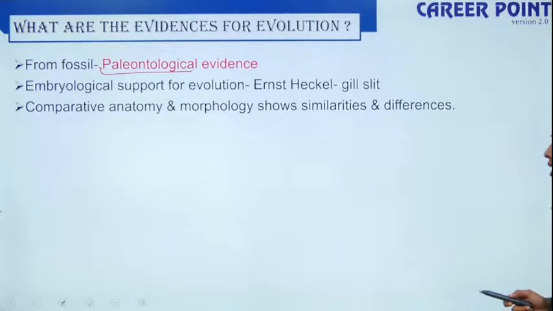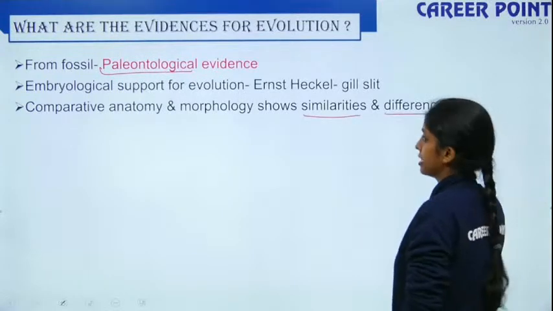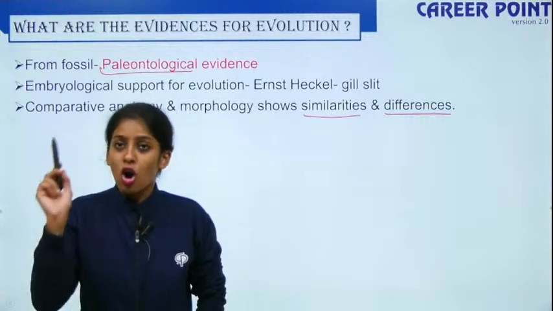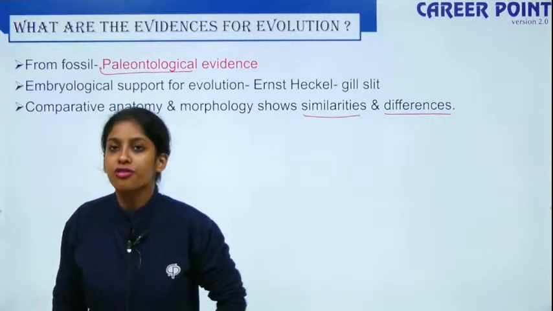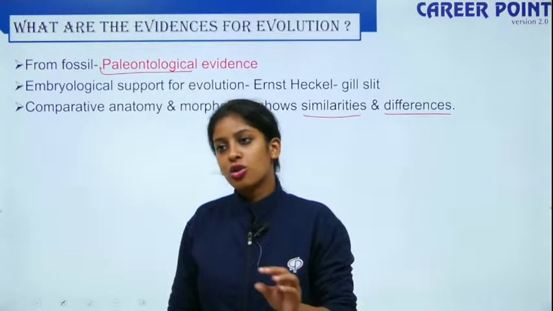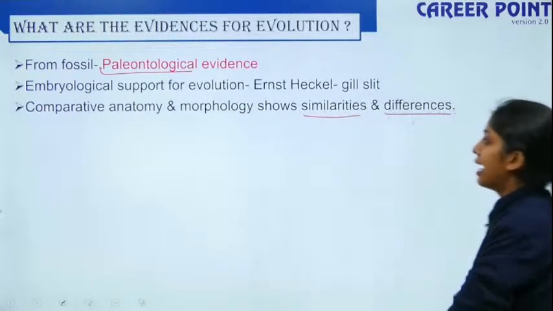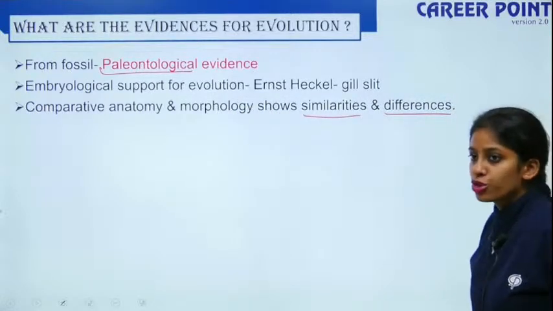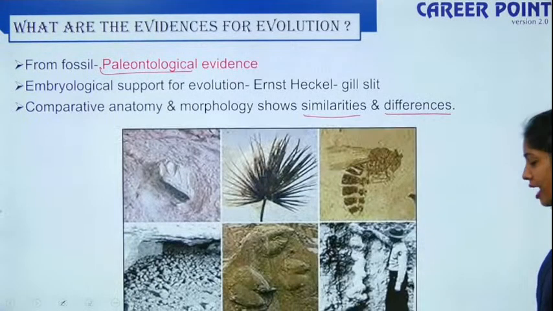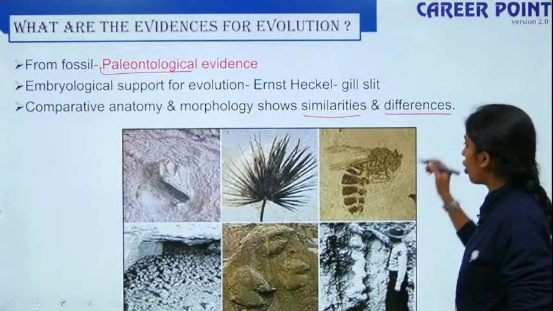Then comparative anatomy and morphology shows similarities and differences. If you look at the limbs of a dog, of a leopard, of man, of the monkey, you get some conclusion out of this, right? Slowly it became modified like this. So we are going to compare the anatomy and morphology which shows similarities and differences. So these are the evidences that we have. Evidence from fossils is known as paleontological evidence.